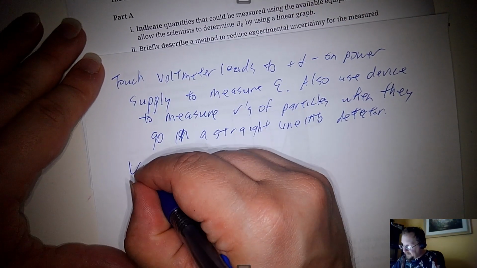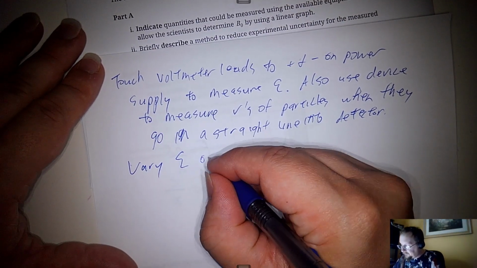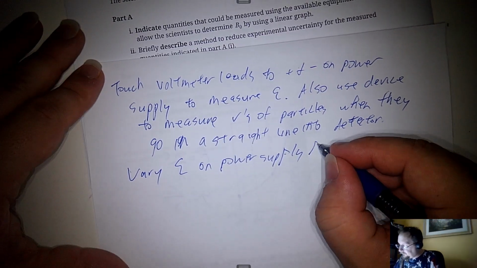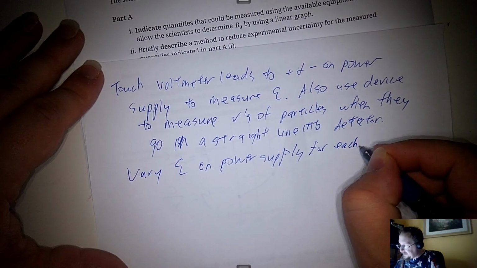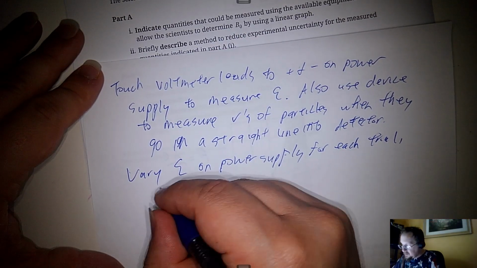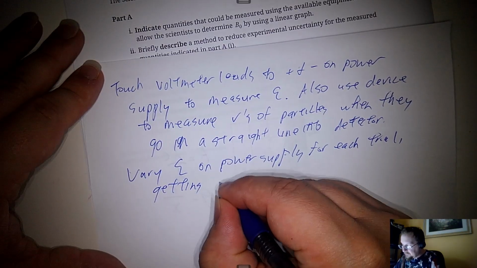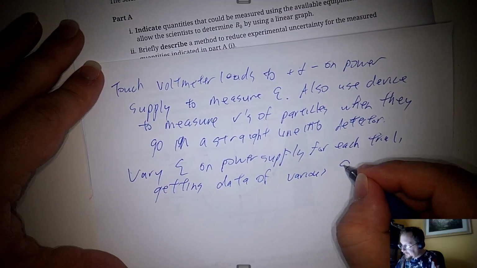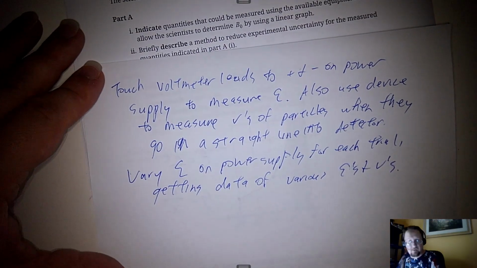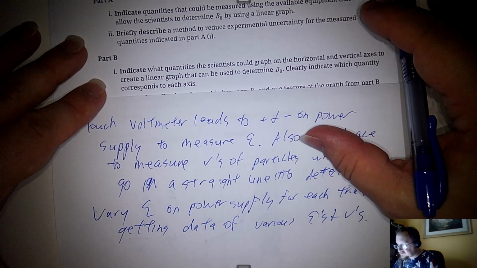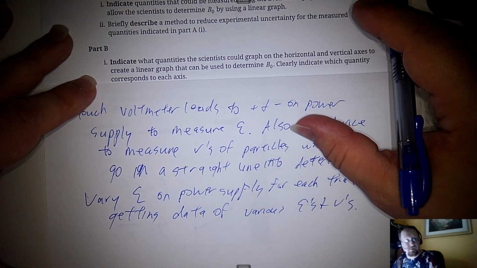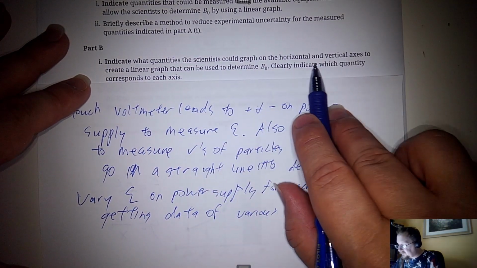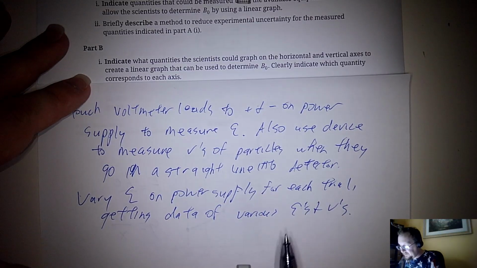So now I'm going to vary the EMF on the power supply for each trial, getting data of various EMFs and velocities. Okay, so that's the answer to A2. Describe the method to reduce experimental uncertainty. Okay, now indicate what quantities scientists could graph on the horizontal and vertical axis to create a linear graph.